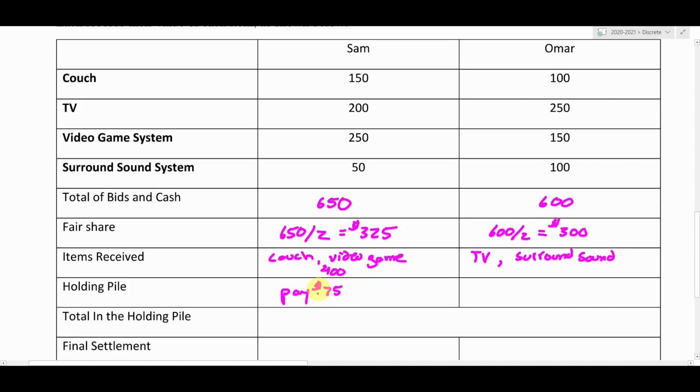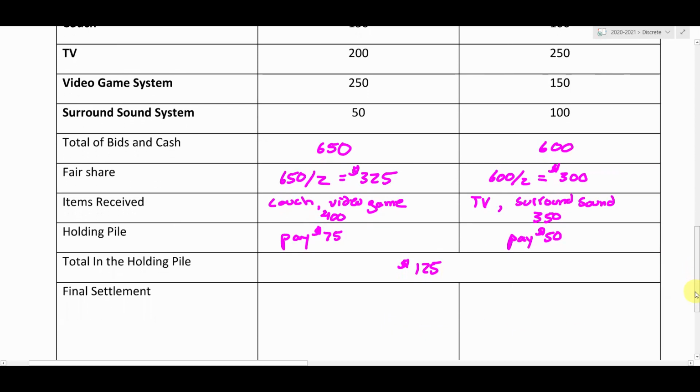All right, so right now there is $75 in the holding pile because Sam got more than his fair share from the items. Now we're going to do the same thing for Omar. Omar got the TV and the surround sound, so that was $250 plus $100, so $350 worth of stuff. His fair share was $300, so that's more than his fair share, so he's going to pay $50 into the holding pile. Okay, so he pays $50, he pays $75, so the total amount of money in the holding pile here is $125. So that fictitious pile of cash now has $125.